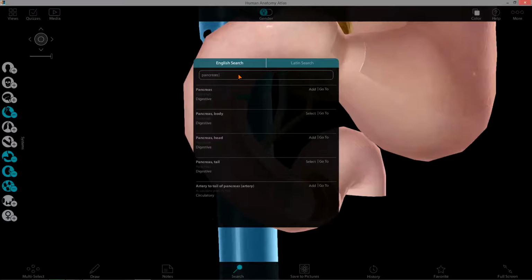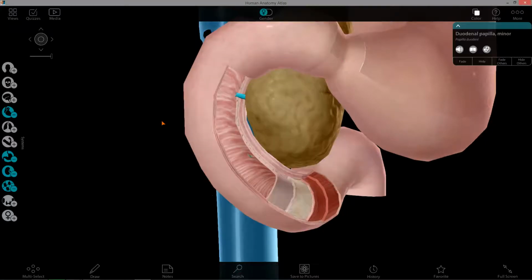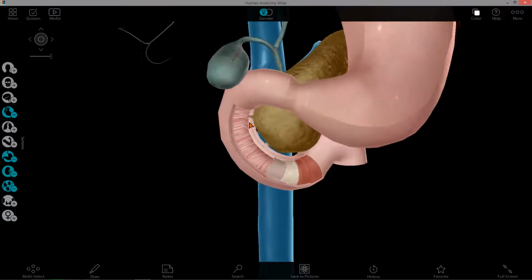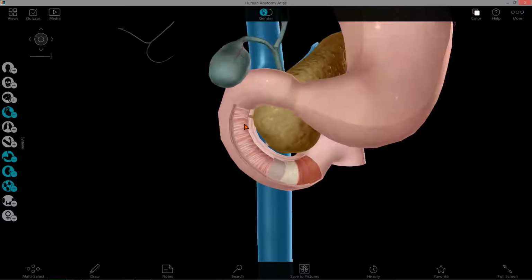I'm just going to throw in the full pancreas here just so we can get an idea of how this all fits together now that we've gone over the Ampulla of Vater.